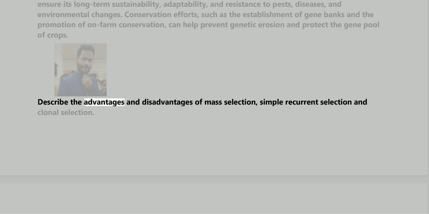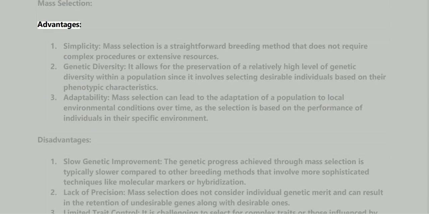Describe the advantages and disadvantages of mass selection, simple recurrent selection and clonal selection. Mass selection. Advantages. 1. Simplicity. Mass selection is a straightforward breeding method that does not require complex procedures or extensive resources. 2. Genetic diversity. It allows for the preservation of a relatively high level of genetic diversity within a population since it involves selecting desirable individuals based on their phenotypic characteristics.